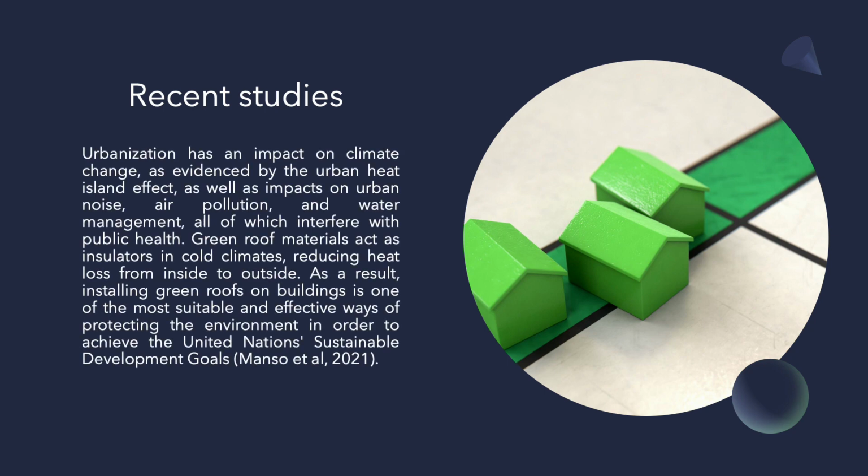Another recent study done by Menso 2021 stated that urbanization has an impact on climate change, as evidenced by the urban heat island effect, as well as impact on urban noise, air pollution, and water management, all of which interfere with public health. Green roof material acts as an insulator in cold climates, reducing heat loss from inside to outside. As a result, installing green roof on buildings is one of the most suitable and effective ways of protecting the environment in order to achieve the United Nations Sustainable Development Goals.